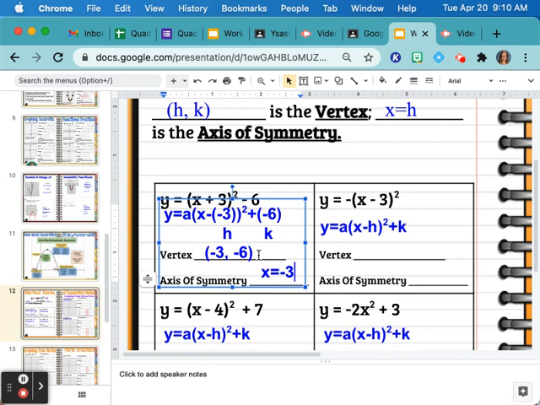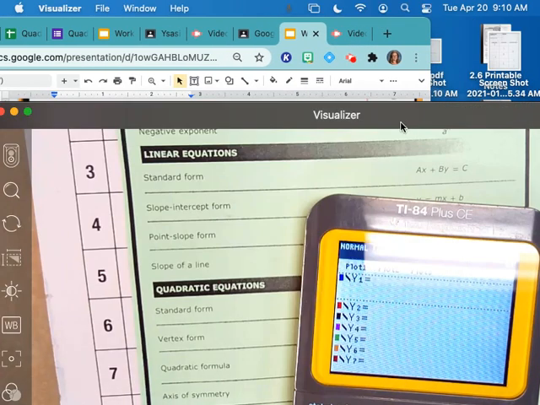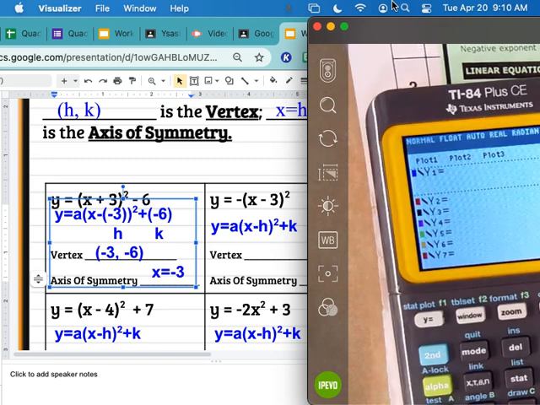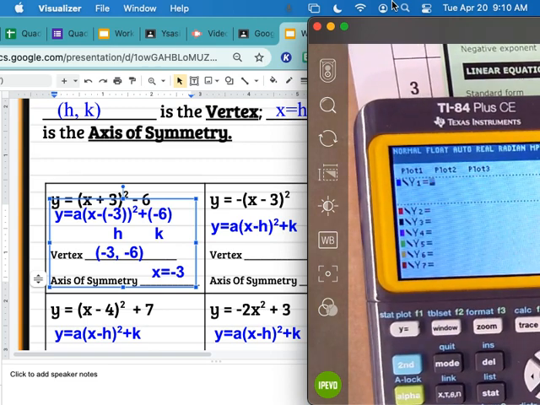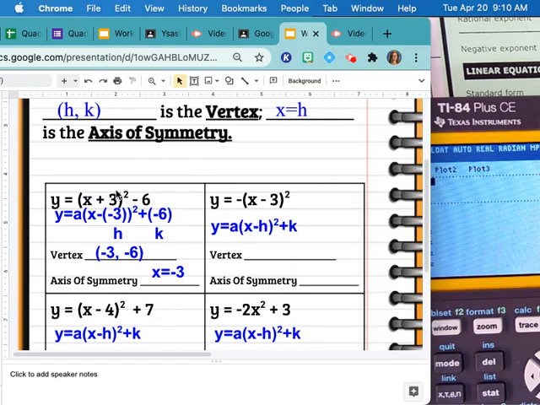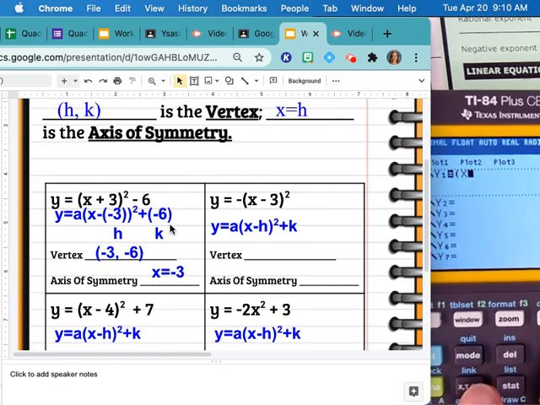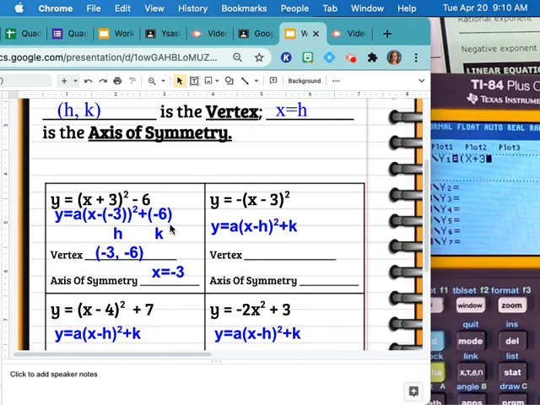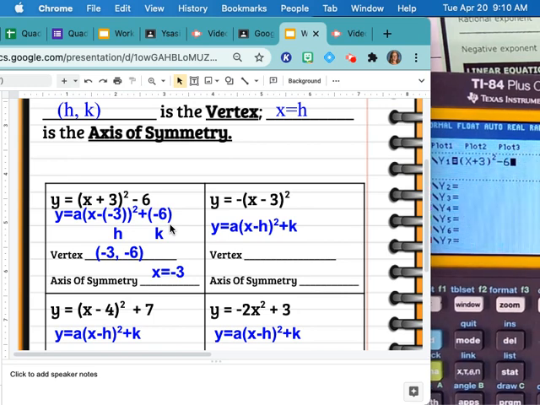And now let's look at our calculator. And let's go to y equals. And let's put this in. And we need to practice a couple of things with this. We need to practice finding that vertex so that we can check our answer. So go to y1 and put in our function, the original that they gave us, this (x plus 3) in parentheses squared minus 6.